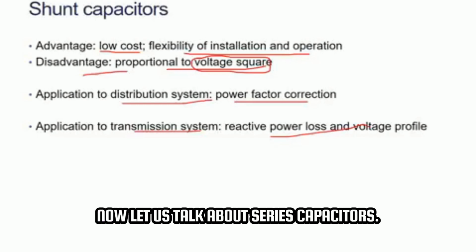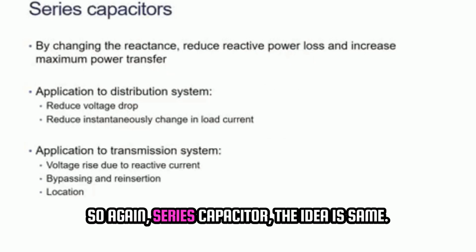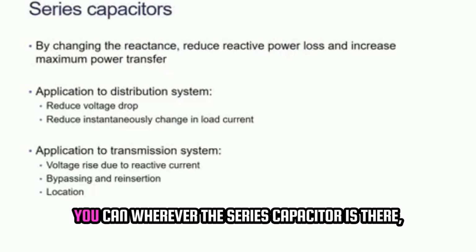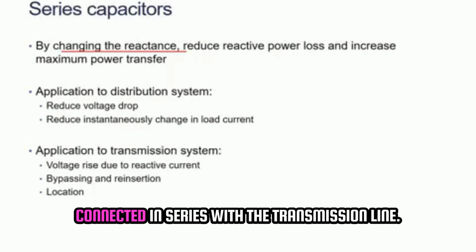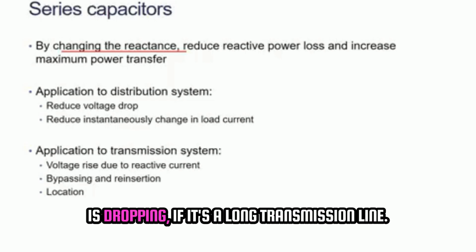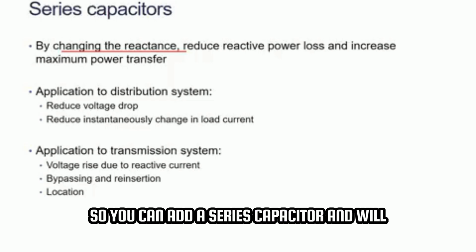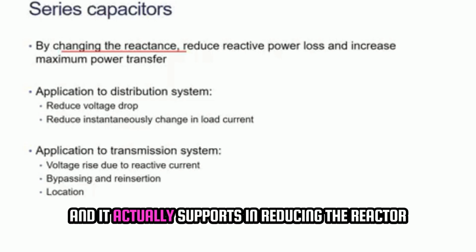Now let us talk about series capacitors. Again, the idea is the same. The series capacitor is connected in series with the transmission line. So if the voltage is dropping in a long transmission line, you can add a series capacitor and it will improve the voltage at the receiving end, and it actually supports reducing the reactive power losses.